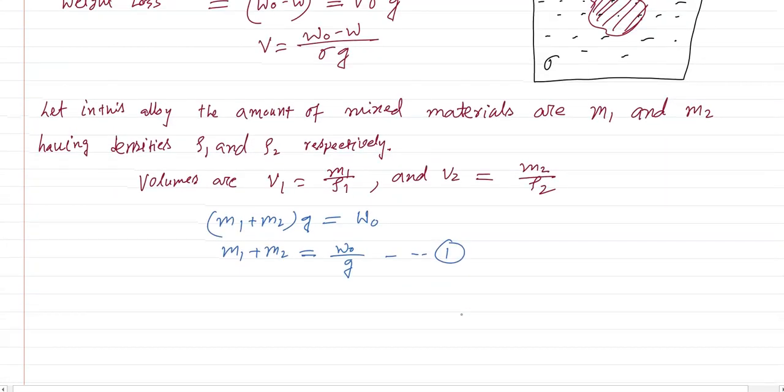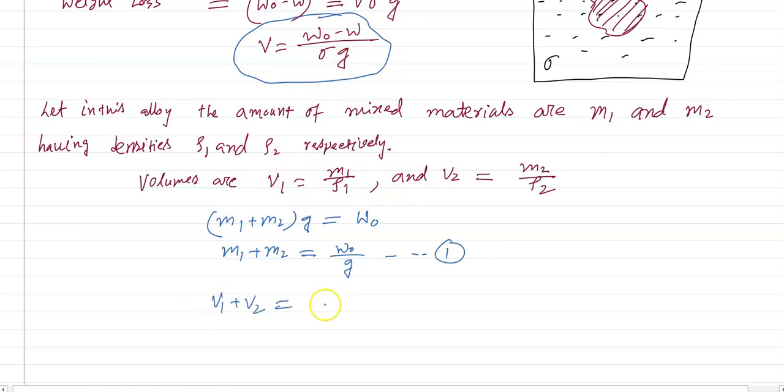And another is the volume. The volume of the alloy will be V1 plus V2, and V1 plus V2 will be V. Then V1, which is M1 by rho 1, plus V2, which is M2 by rho 2, equals V, that means W naught minus W by sigma G. This is equation number 2.